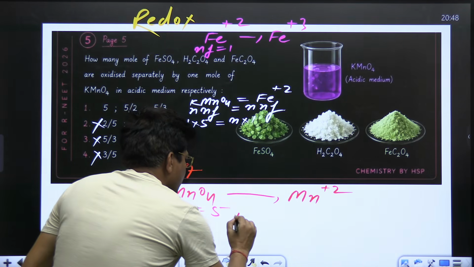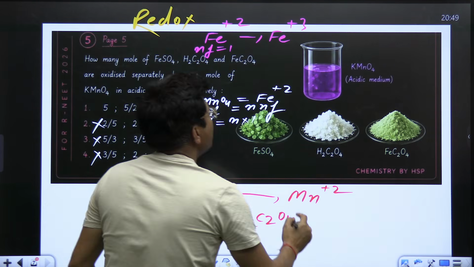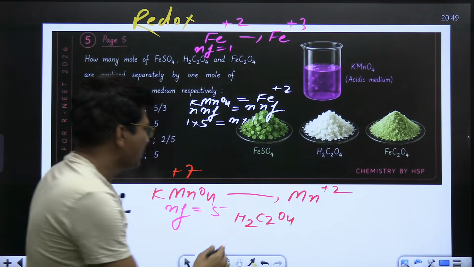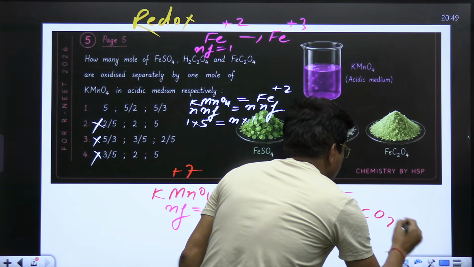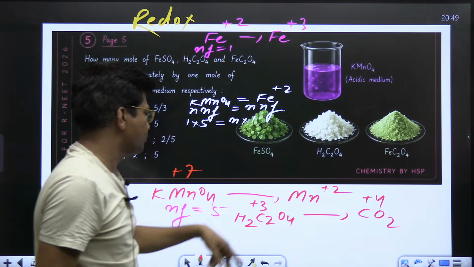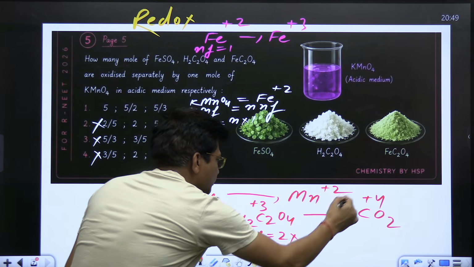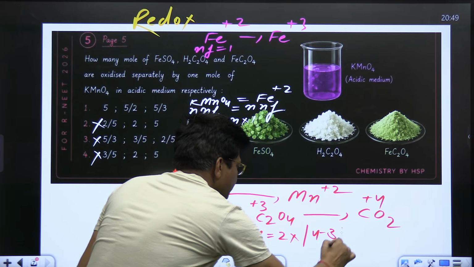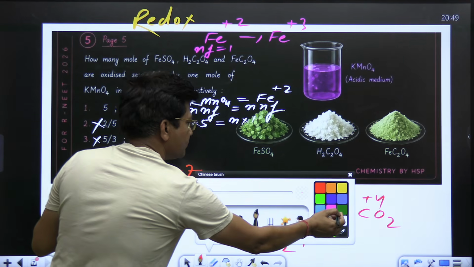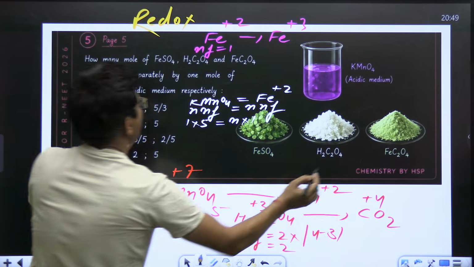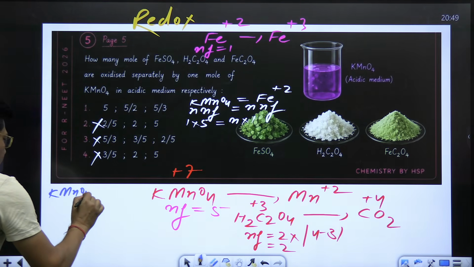H2C2O4, now they have not written. Now see, carbon is in +3 oxidation state. Maximum oxidation state of carbon is +4. So +3 to +4, but 2 atoms. So its n factor is 2 into absolute value of 4 minus 3. That is coming out 2. So let me solve it over here for this one, H2C2O4. So this is KMnO4.